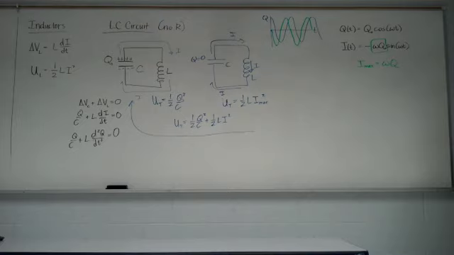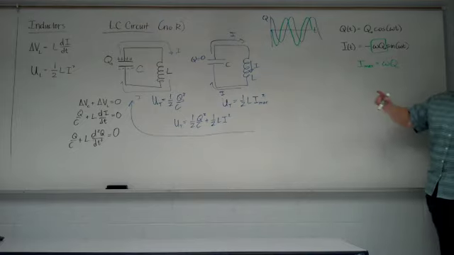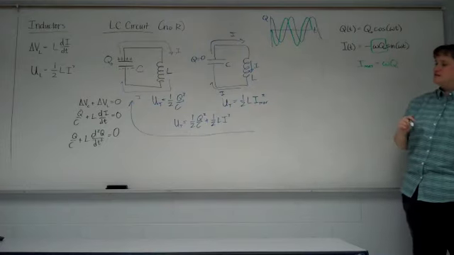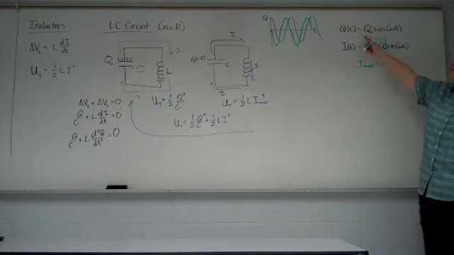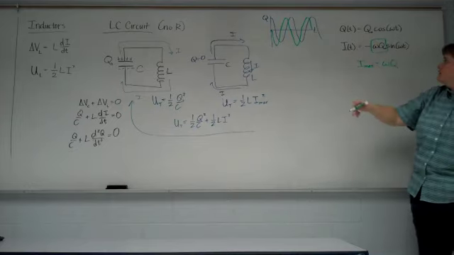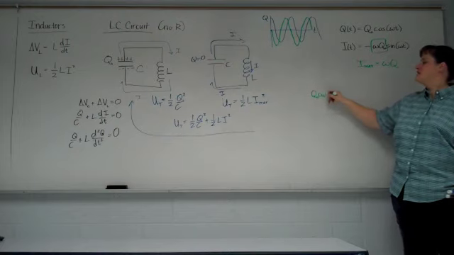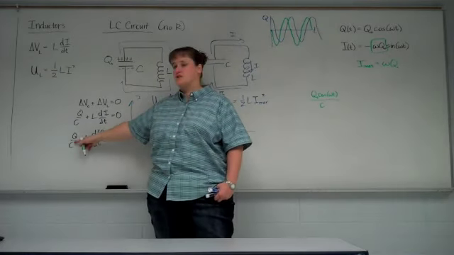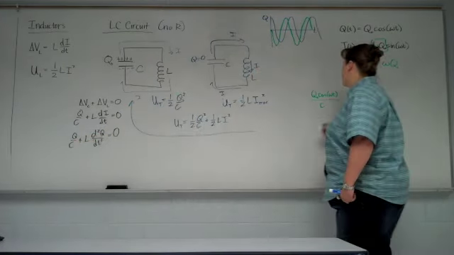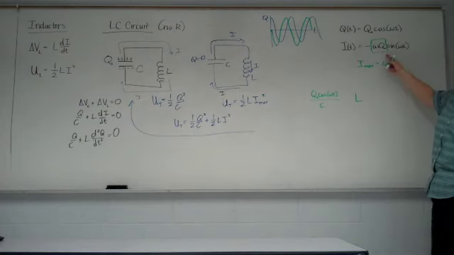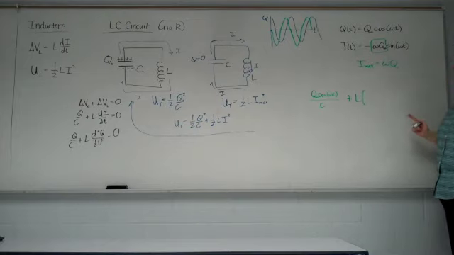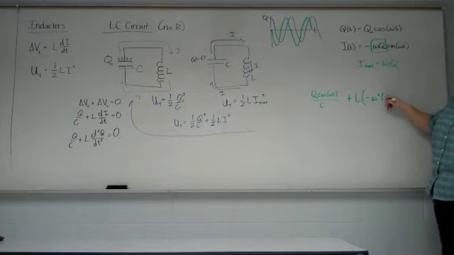Now omega, we need to figure out what omega is. If we come back to our equation here, Q over C plus L di dt, I'm going to put in Q here for Q over there. So Q naught cosine omega t over C. So that's the first term. The second term is L times the second derivative, so we need to take the derivative again. The derivative of sine is cosine, so we're going to get negative omega squared Q naught cosine omega t.